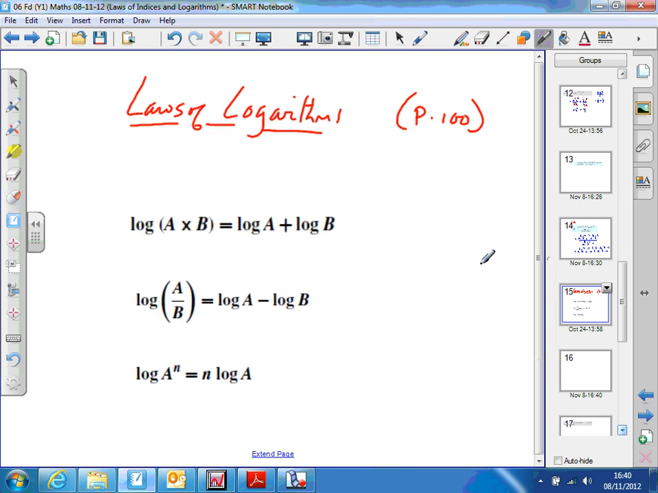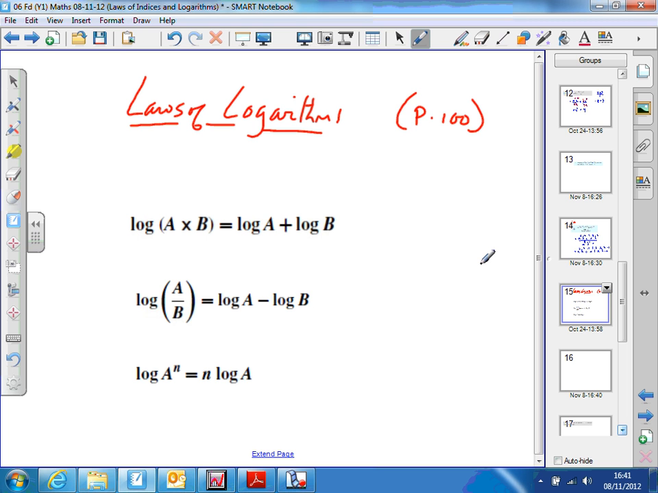So the laws of logarithms then, around about page 100 in your textbook is where these laws of logarithms are, but don't worry about that at the moment. We need to know these laws of logarithms, just like we need to know the laws of indices. So it's a good idea to have them written down somewhere useful so you can make use of them.